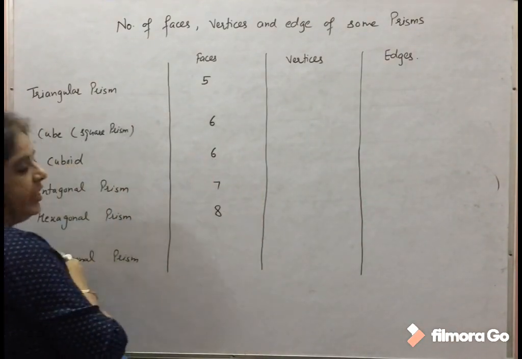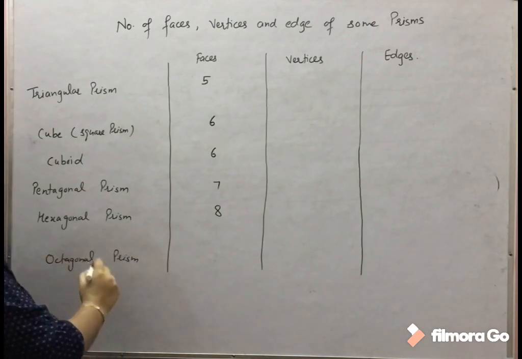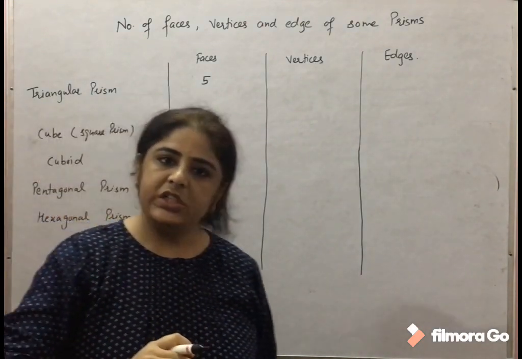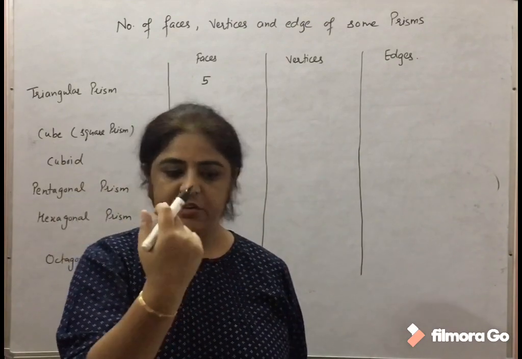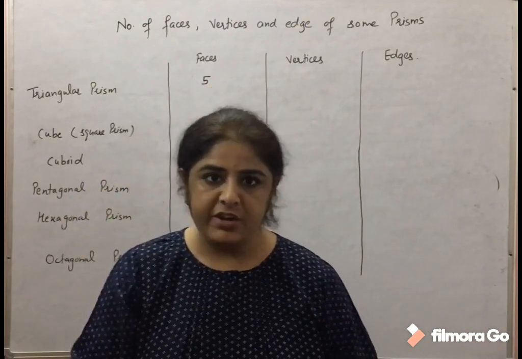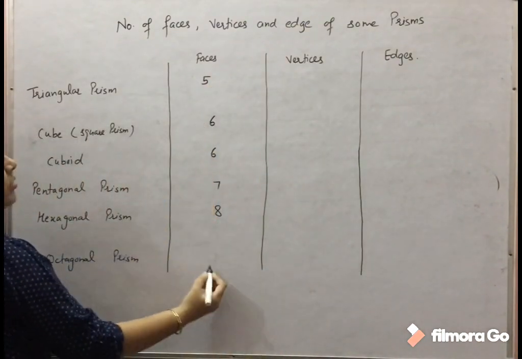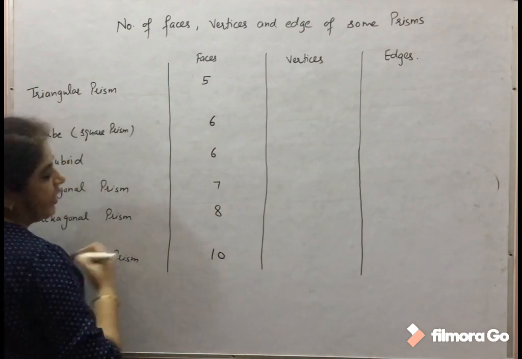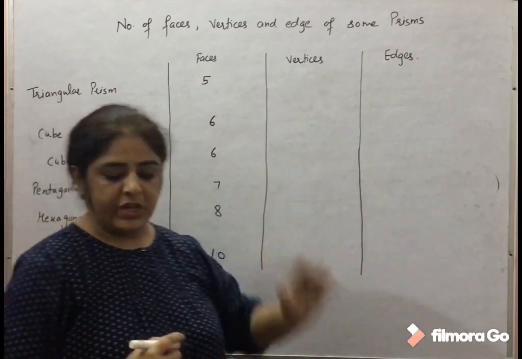It should be 8. And for the octagonal prism, top and base is an octagon. So 8 side faces, 1 top and 1 base. So how many total faces would there be? 10.